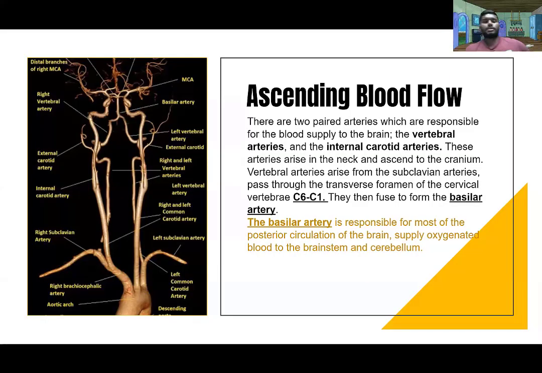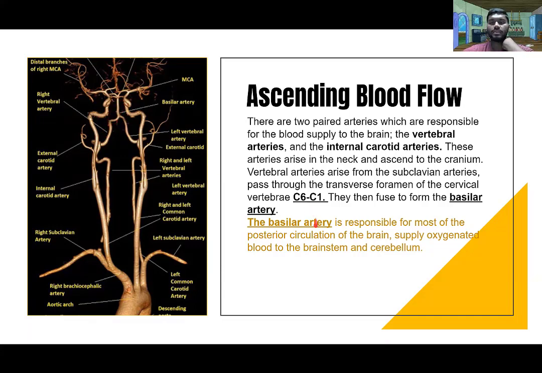So this is actually a pretty interesting picture. This is a 3D render from a CTA, right? So you see here you have your arch of aorta, brachiocephalic, left common carotid, left subclavian. You have your internal carotids coming up into your anterior circulation, vertebrals and basilar coming up into your posterior circulation.